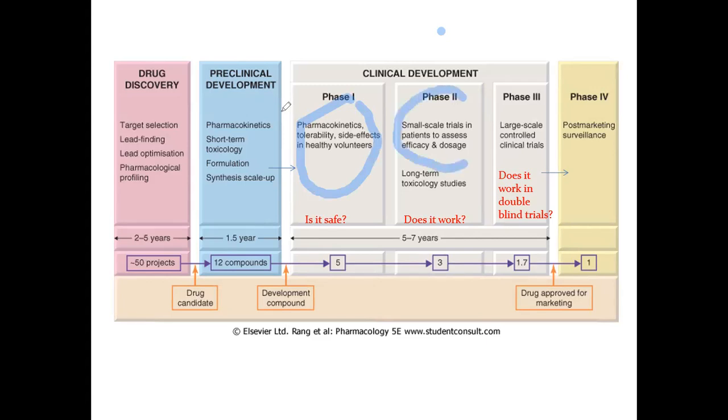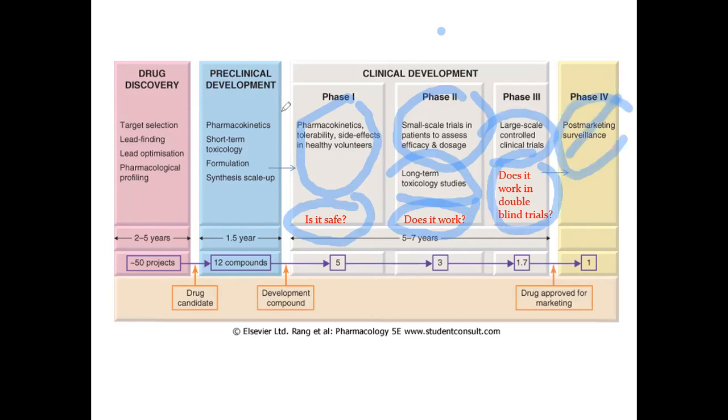When you look at the phase 2 study, small scale trials are done in patients to assess the efficacy and dosage of the drug. Here long-term toxicological studies are undertaken, where especially the efficacy and safety of the drug, mostly the pharmacodynamic part, is assessed. So phase 1 is whether it is safe, whether it has any adverse drug reaction, and here the efficacy part, how it works. Then phase 3 is usually a large scale controlled clinical trial in double blind trials, and here both efficacy and safety are tested. And phase 4, as I told you, is nothing but the post marketing surveillance.